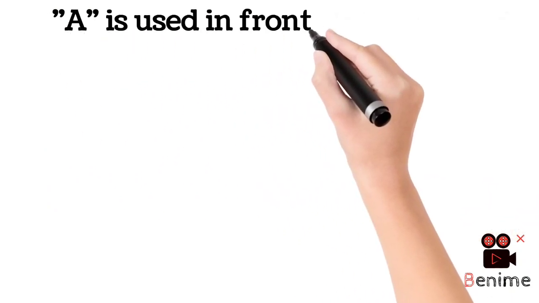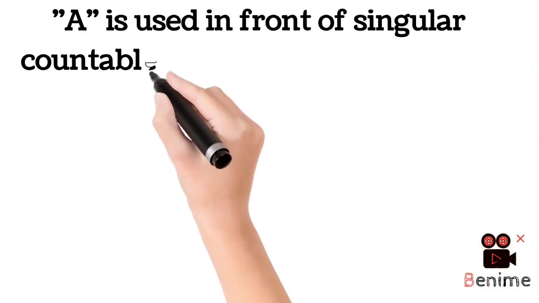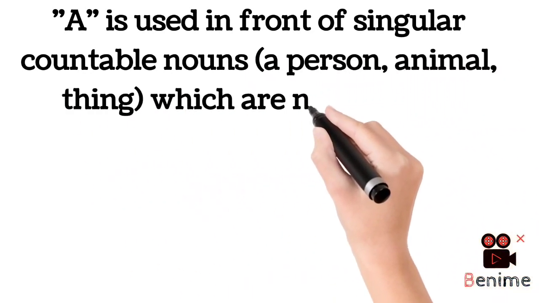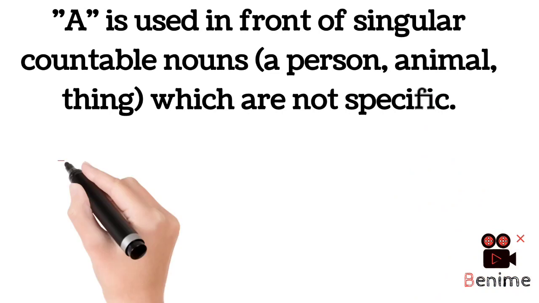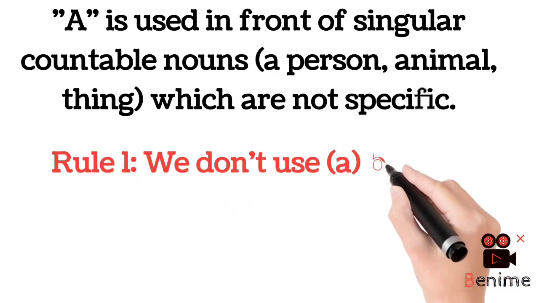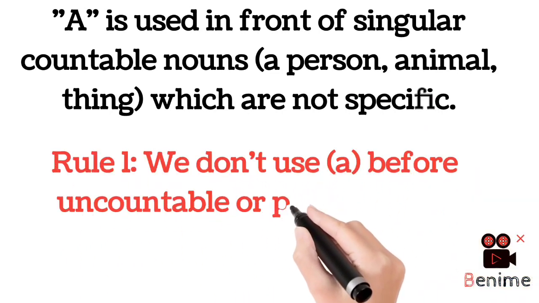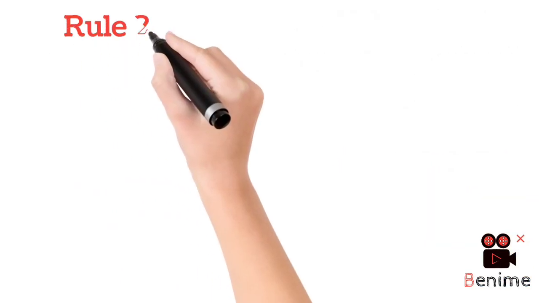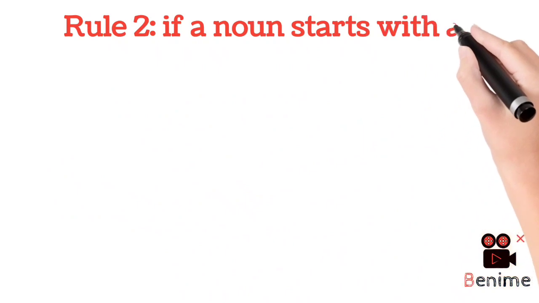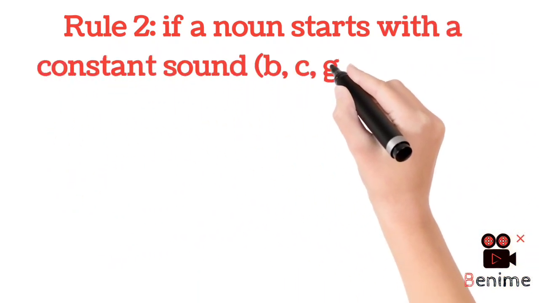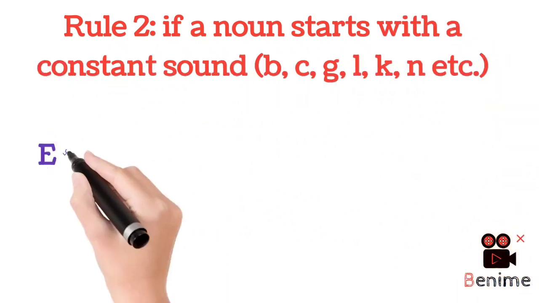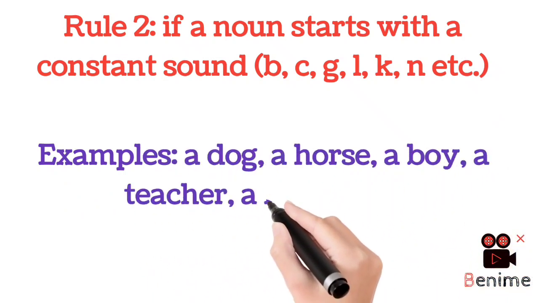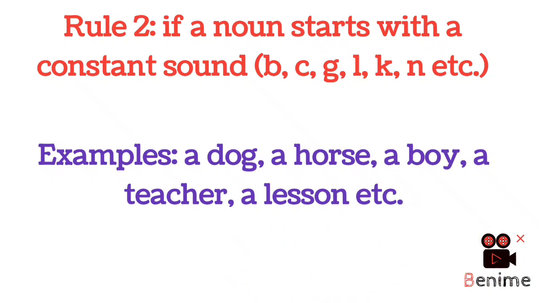A is used in front of singular countable nouns, a person, animal, thing, which are not specific. Rule number 1. We don't use A before uncountable or plural nouns. Rule number 2. If a noun starts with a consonant sound B, C, G, L, K, N, etc. Examples: a dog, a horse, a boy, a teacher, a lesson, etc.